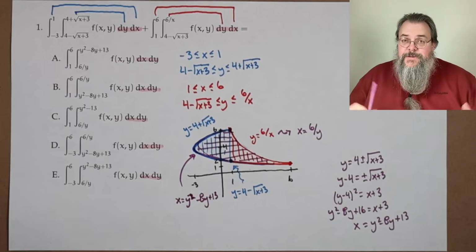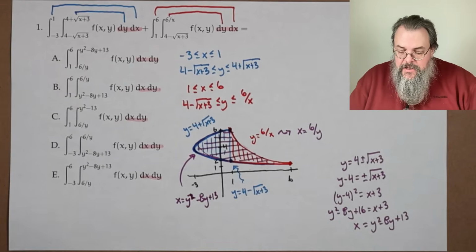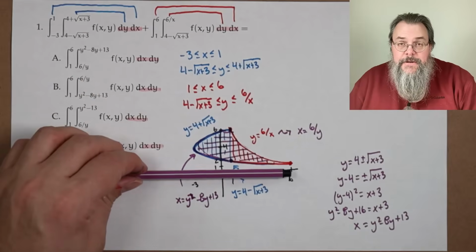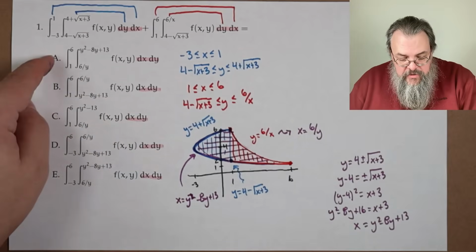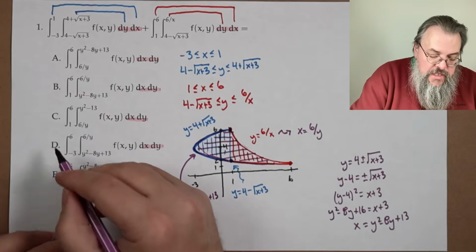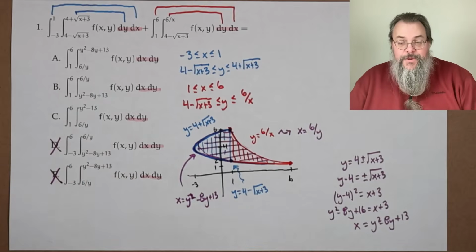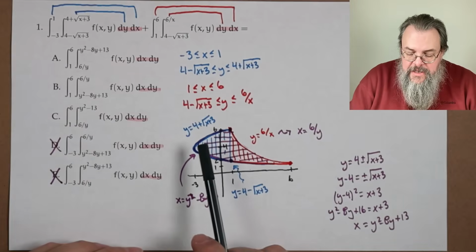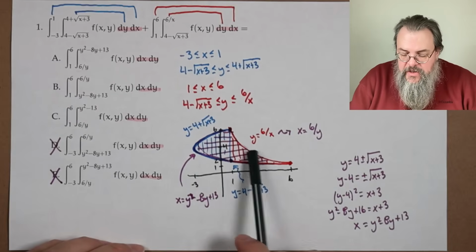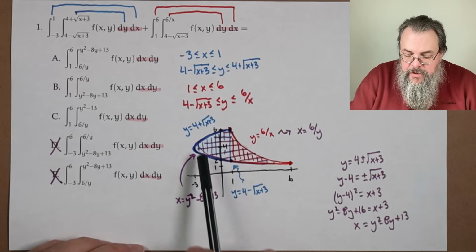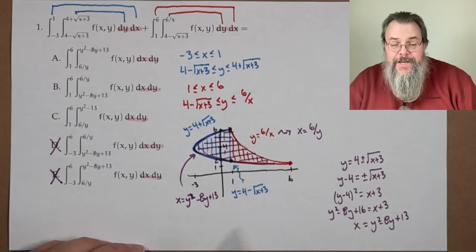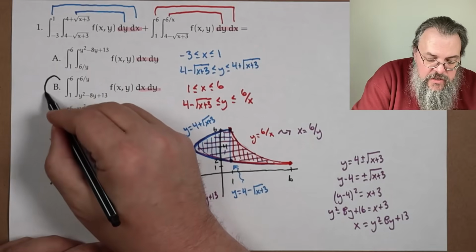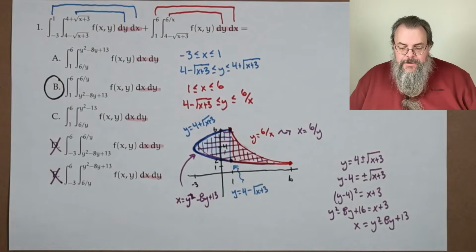All right, so what's the setup going to be? Well, for the outer layer, we say we're going to go from low value to high value. Low value of y, high value of y, 1 to 6. So we say, okay, we need 1 to 6. That says A, B, and C are in contention. D and E, nope, they're not going to work. They have the wrong bounds for the y value. Now, what about the inner layer? Well, we're going to go from low to high, left to right. So the low on the left, that's your y squared minus 8y plus 13, to the high on the right is 6 over y. So this should be our lower bound, and this should be our upper bound, and that means our answer is B. And there we go. All right, woohoo!